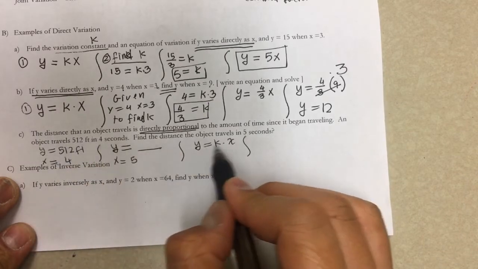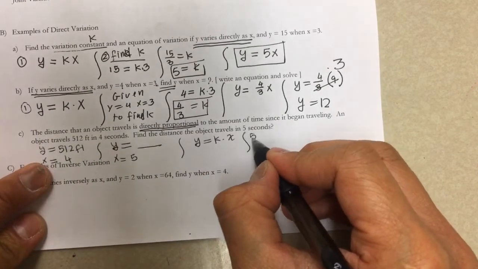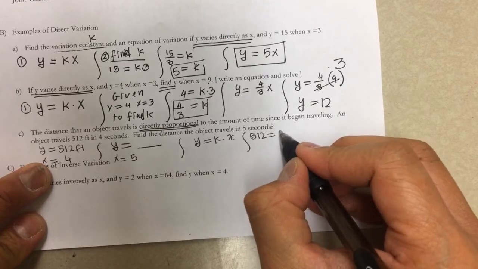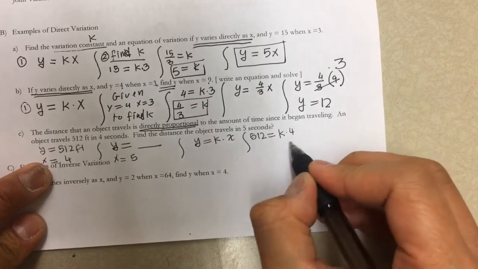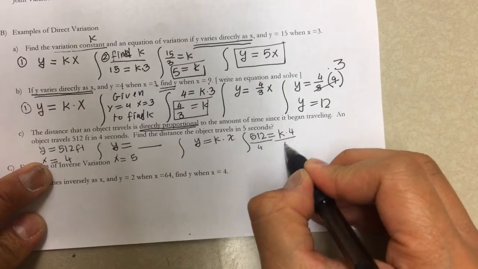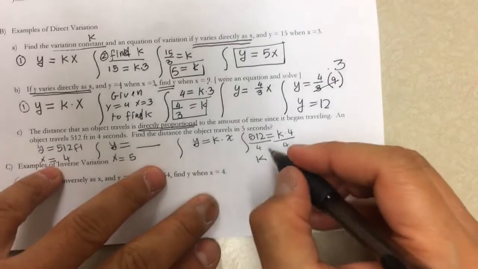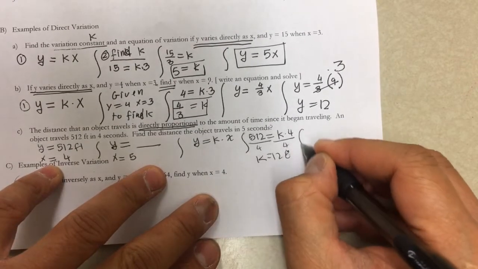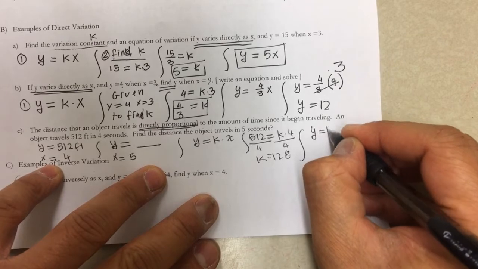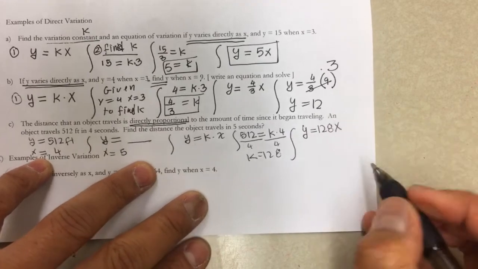So plug that in here and that allows you to find k. So 512 goes for y, and 4 goes for x, and then divide both sides by 4. That allows you to solve for k. So when we take 512 and divide that by 4, that brings it to 128. So then you have y equals 128x.